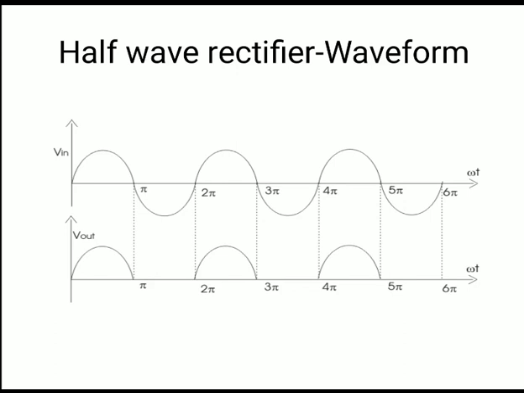It is not AC, because AC means alternating: positive, negative, positive, negative. But we are not getting the negative, so it is not AC. But it is not pure DC either. It is pulsating DC. So this is a half wave rectifier. The first waveform is the input, and the second waveform is the output.